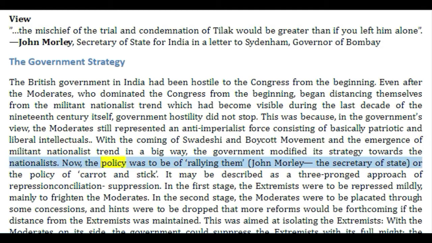Now, the policy was to be of rallying the moderates, as John Morley, the Secretary of State, put it, or the policy of carrot and stick. It may be described as a three-pronged approach of repression, conciliation, suppression. In the first stage, the extremists were to be repressed mildly, mainly to frighten the moderates.